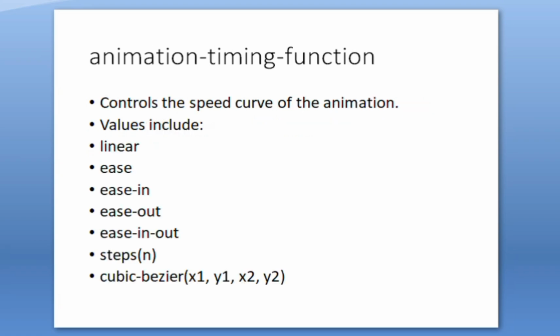Next is animation timing function. Animation timing function controls the speed curve of the animation. We can give values like linear, ease-in, ease-out, ease-in-out, steps, and cubic-bezier. I have covered all this in CSS transitions as well, because the same values can be given in the transition timing function. So let me revise them once again for animation timing functions. Let's learn one by one. The first one is linear, which means the same speed from start to end.